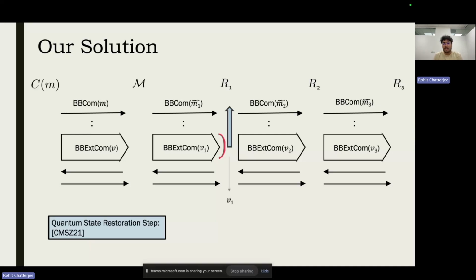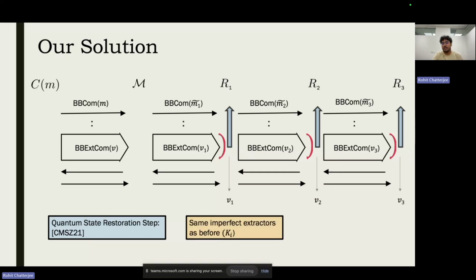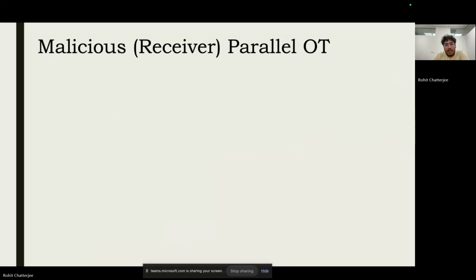You use what is called quantum state restoration, which gives you an operation you can perform. And then you basically alternate between extracting this value and doing this so-called state restoration multiple times. And you keep doing this across sessions. And this is enough to show security in the one-many case. So you're going to extract using the same extractors as before. You're going to have this quantum state restoration step. And this is described by our so-called simultaneous extraction lemma.